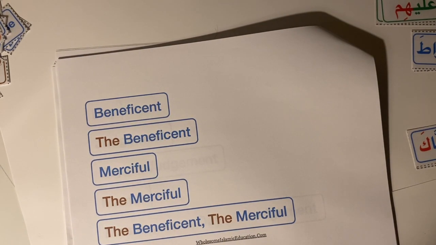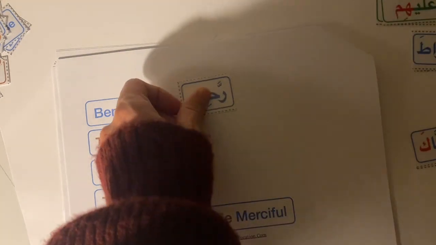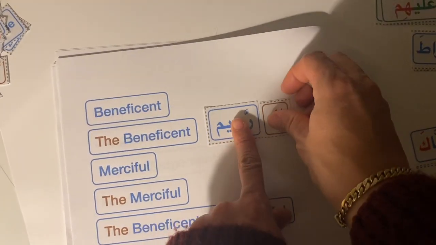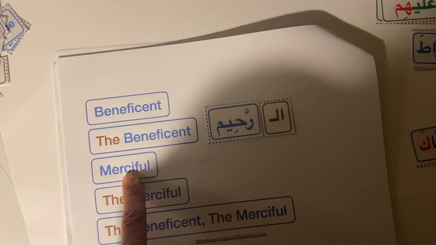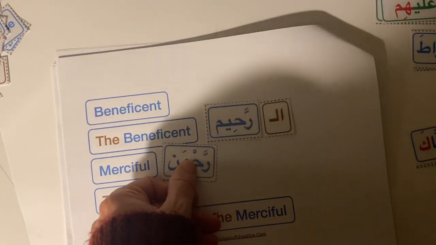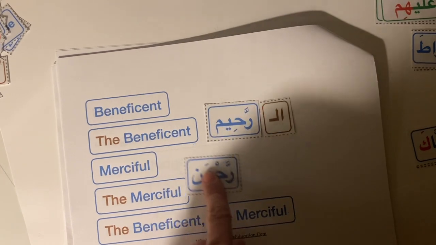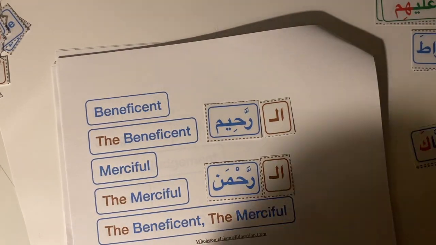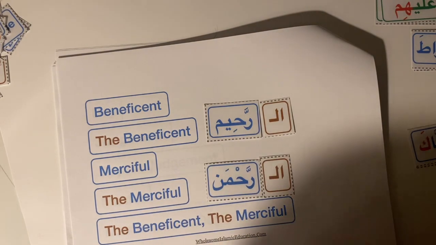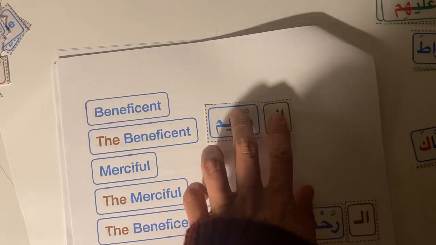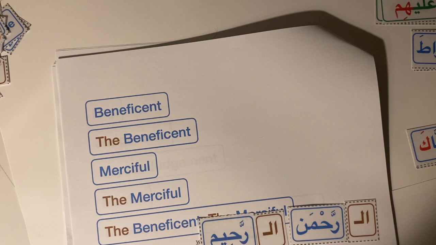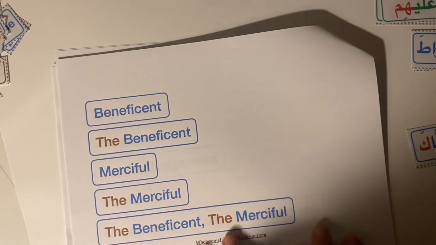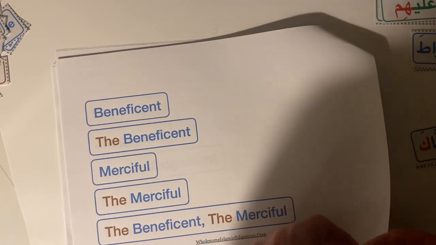Beneficent, that is Rahman, right? The beneficent, that will be Ar-Rahman. Now merciful, that is Rahim. The merciful, Ar-Rahim, when we put them together. When we say the beneficent, the merciful, okay, we would say Ar-Rahman, Ar-Rahim over here.